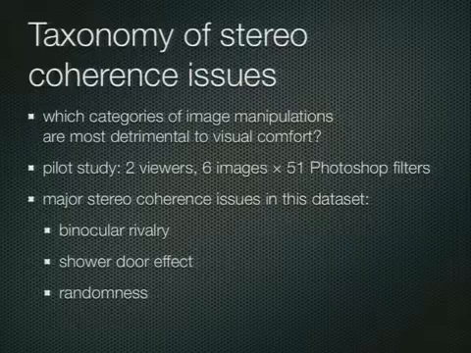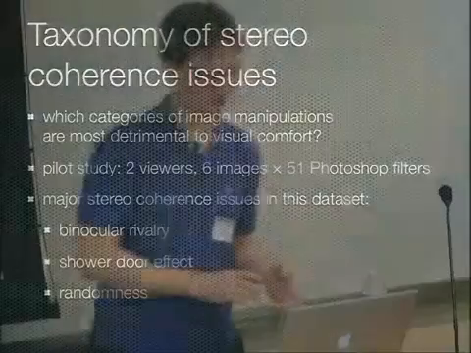Before running this perceptual study, like I mentioned before, we actually looked at a larger set of images using 6 input images and 51 Photoshop filters. We looked through all these 306 images with 2 viewers and tried to identify the issues that we saw in these stereo images. And we found that there were only 3 major issues in our data set: binocular rivalry, the shower door effect, and also randomness in the images.